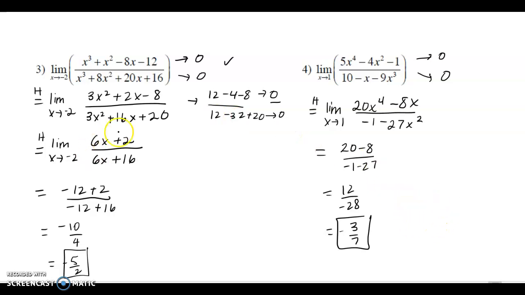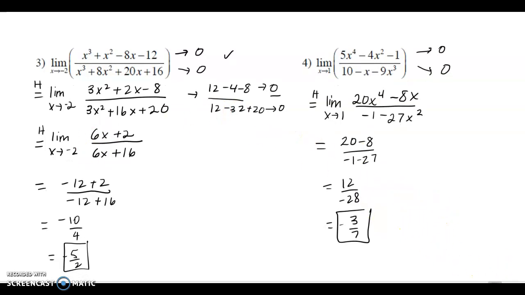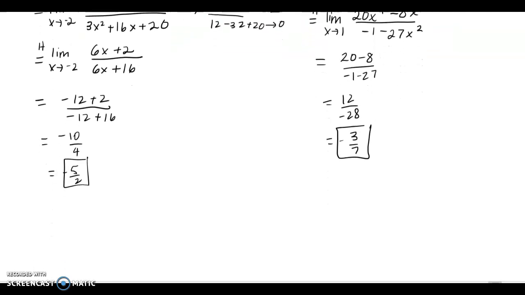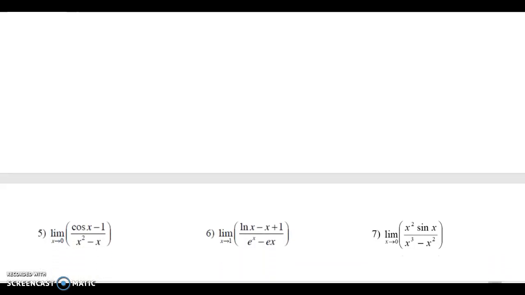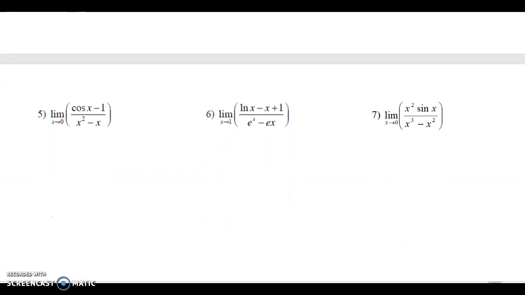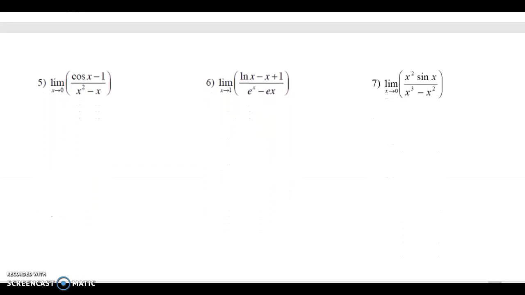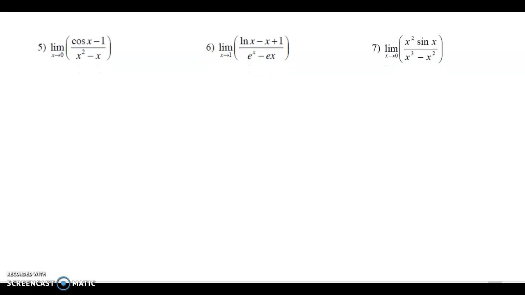Okay, let's do some that are not just polynomials. Do a little trig, logarithmic, exponential, the fun stuff. So make sure you're studying those trig values. Always good to know. So here, limit as x approaches 0. Cosine of 0 is 1. So I have 1 minus 1 over 0 minus 0. That's going to go to 0 over 0. So I know I can use L'Hopital's rule.